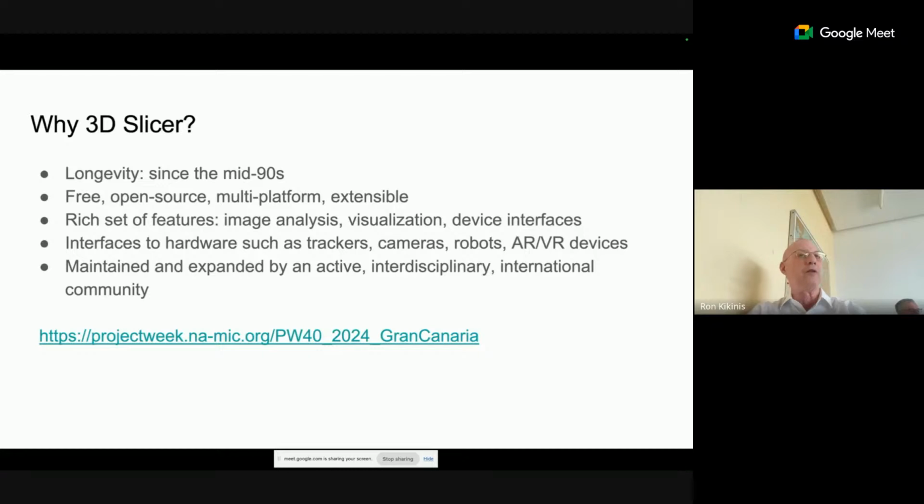There is a rich set of features: basic visualization, image analysis, interfaces to devices, and those were created by different communities. So it's very broad and in some of the core aspects very robust. Of course, the closer you get to the bleeding edge of technology, the less robust it is. So there are areas that are very robust, and there are areas where you have to be careful.